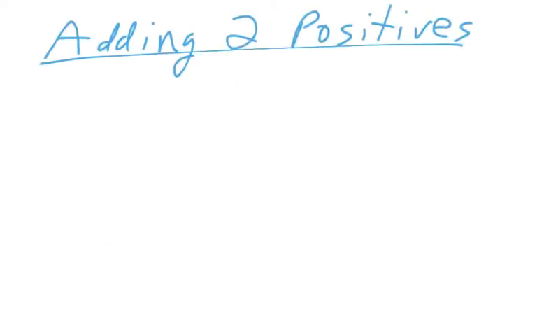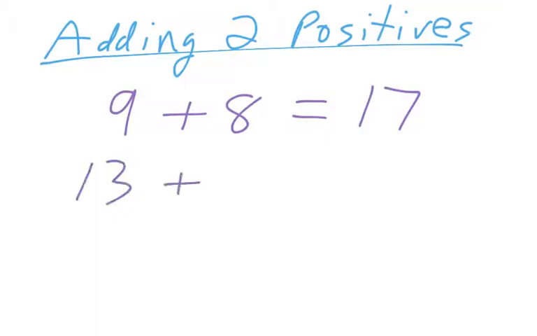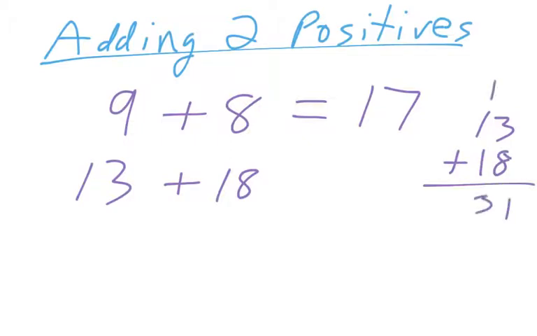So again, the first situation is adding two positives. This is just like the addition you did in elementary school. So if we have 9 plus 8, that would be 17. If we have 13 plus 18, you might have to set that up vertically if you're not using a calculator, okay? But very easy to do, right?